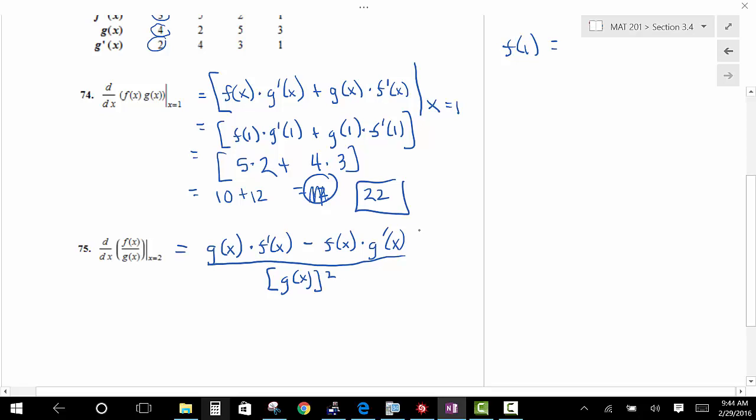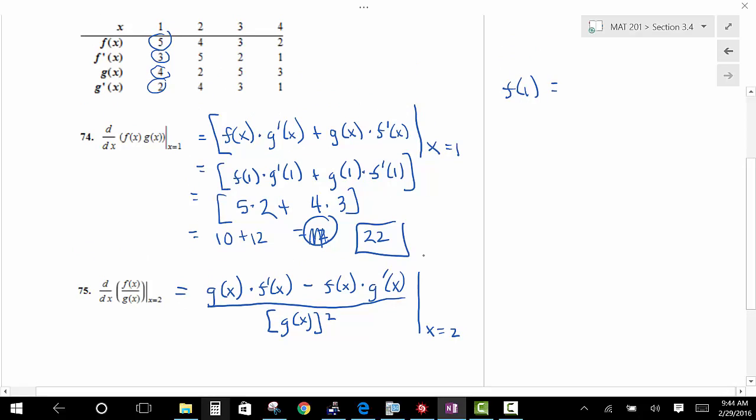That kind of sounds funny. X equals 2. Okay, so don't forget to square your bottom. Okay, now it's just a matter of evaluating all these things at 2 now. Okay, so let me kind of slide this down so we can see the table. Okay, so what we're going to do is g of 2 times f prime of 2 minus f of 2 times g prime of 2 all over g of 2 to the second power.